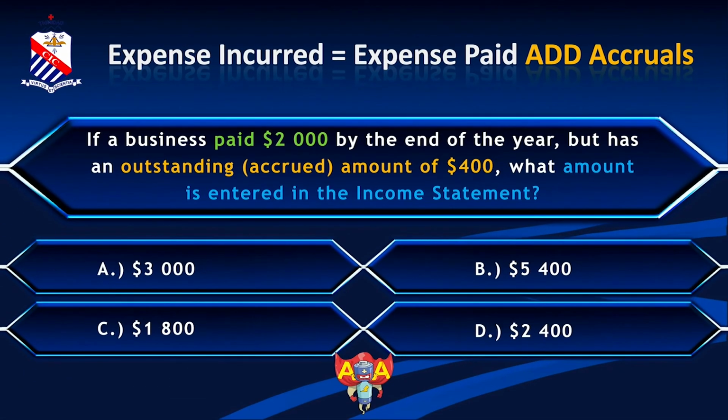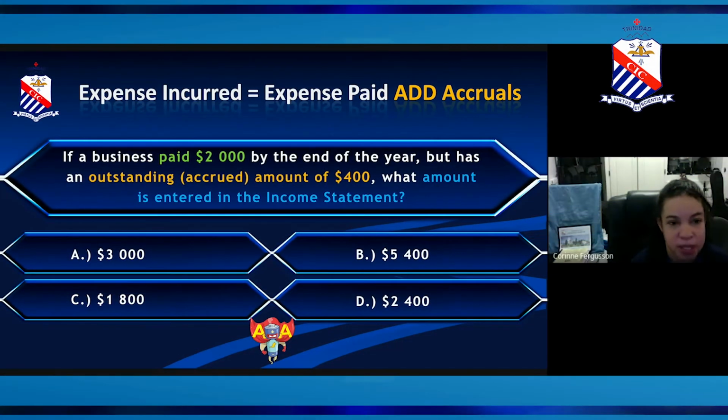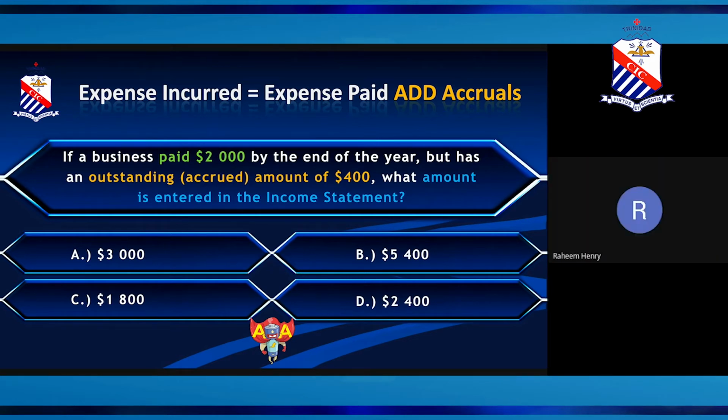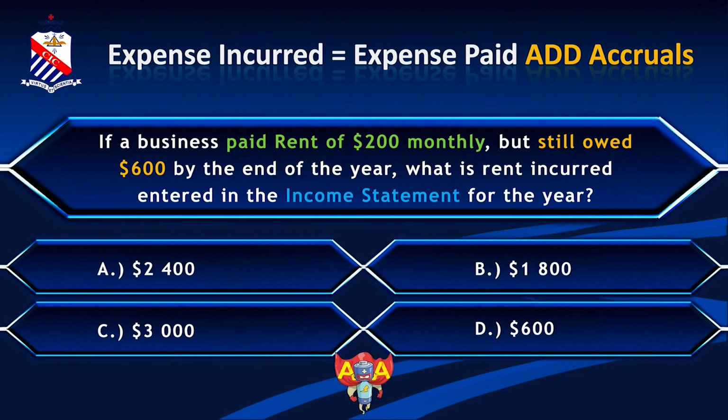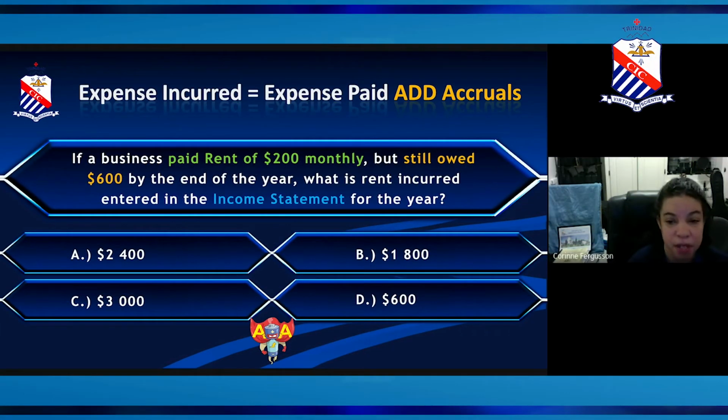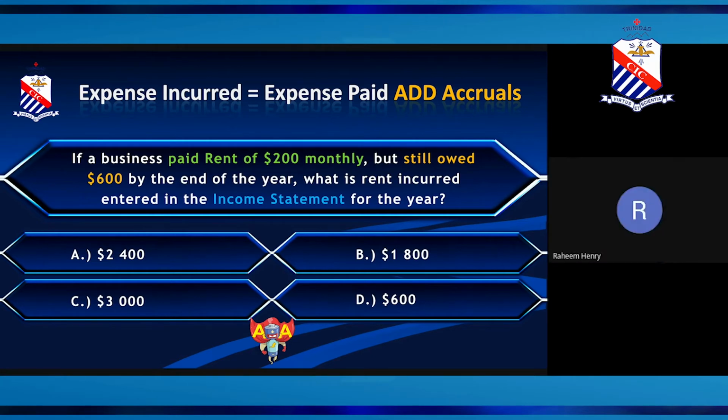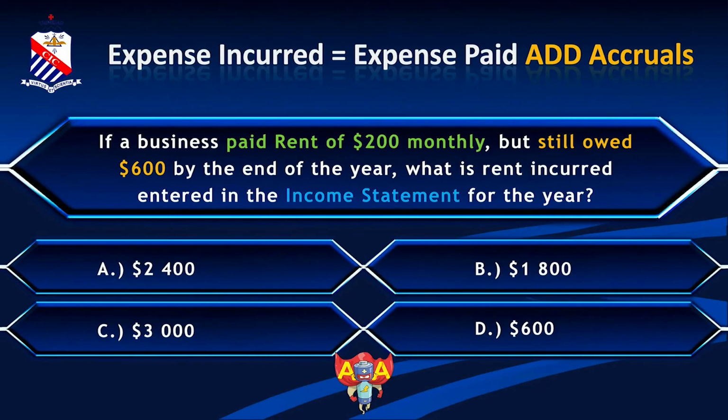So let's just see how easy this one will be. Paid 2,000, accrued amount of 400. What is the expense incurred, or what is the amount going into the income statement? 2,400. D, 2,400. Once you identify it as an accrual, what do you do? You add it. So business paid rent of 200 monthly, still owed 600, which means it was an accrual. This one needs a little additional working. So what is the amount that goes into the income statement for the year? 3,000. Thank you, whoever.